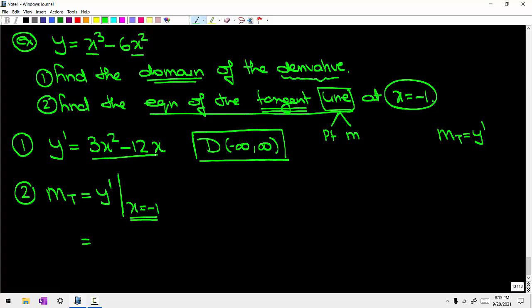Well, here's my derivative. So we get 3x squared minus 12x evaluated at x is equal to minus 1. Replace x with minus 1, so you get negative 1 squared is 1, so we get 3. 12 times negative 1 is negative 12, times negative 1 is positive 12. So my slope here is what then?